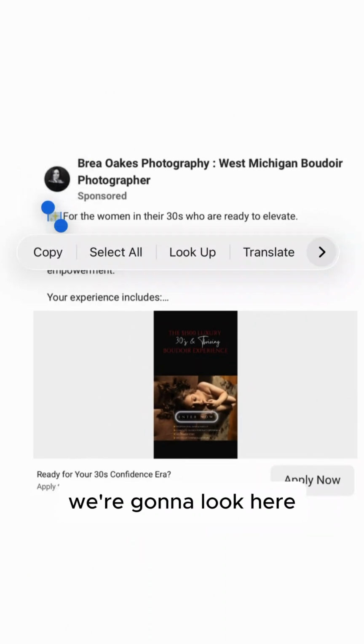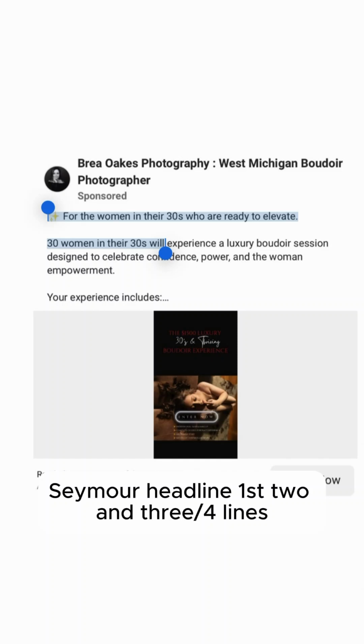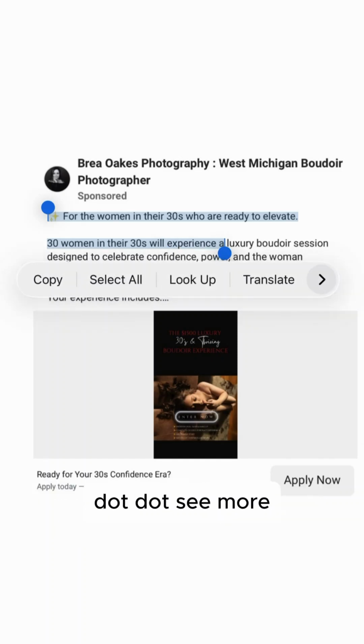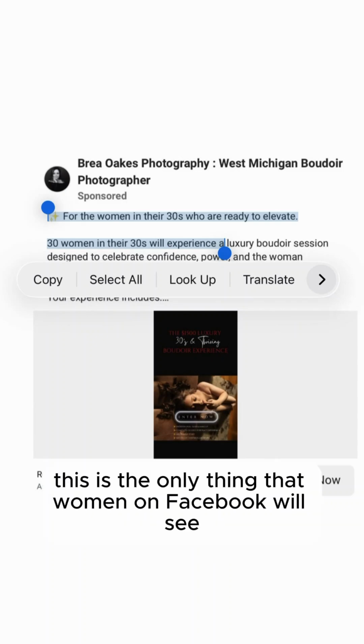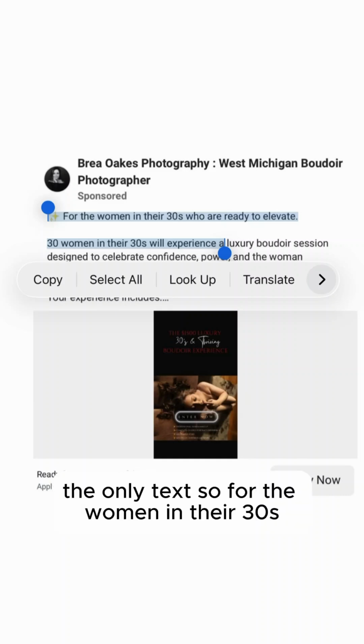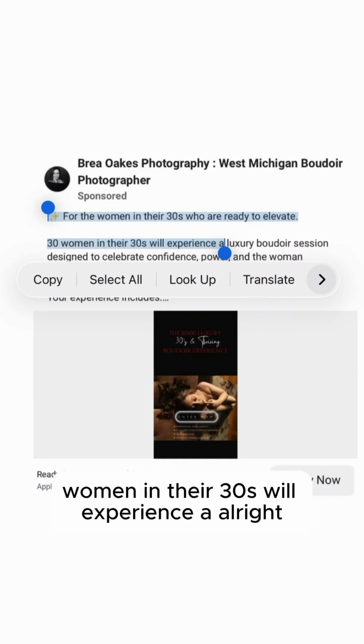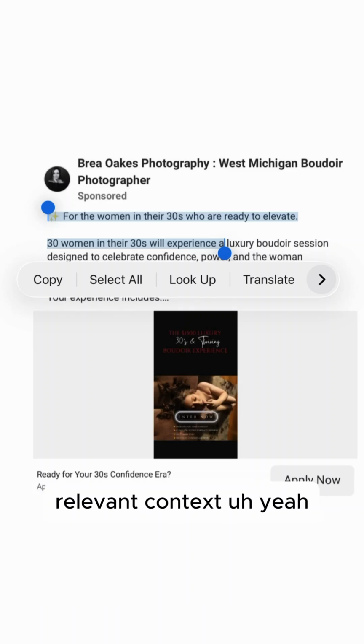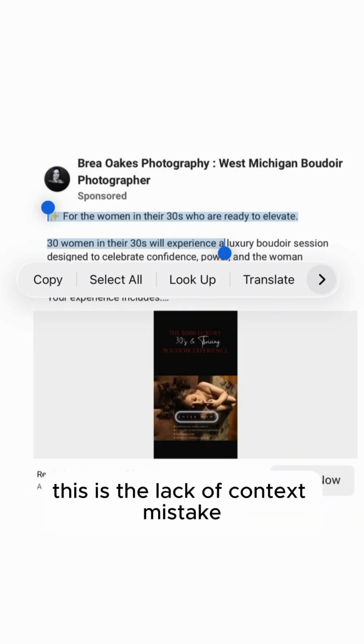Finally, we're going to look here. See more headline: first 2 3/4 lines in the Facebook mobile newsfeed before it's cut off by a See more. This is the only thing that women on Facebook will see. The only text. So for the women in their 30s who are ready to elevate, 30 women in their 30s will experience A. All right, so we've got like 2 points of context, relevant context. Yeah, this is the lack of context mistake.